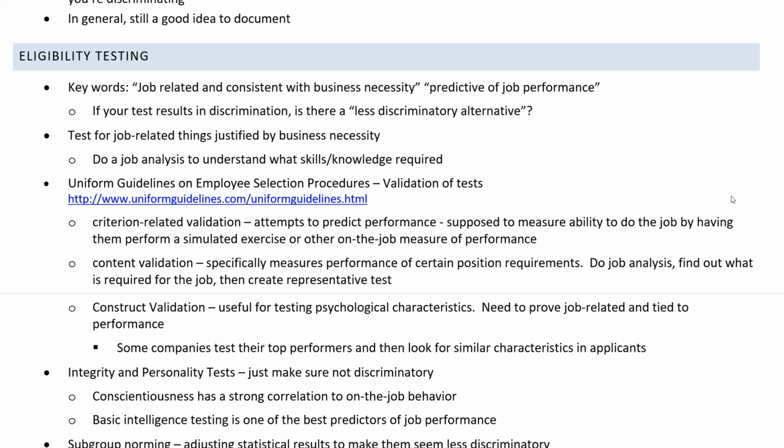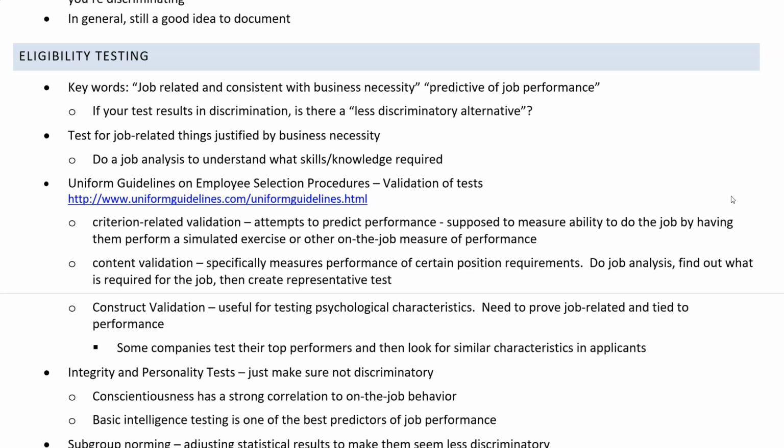We talked about this a little bit when we were talking about disparate impact, but let's say that I have a test that does result in discrimination. I need to dig a little bit deeper and ask, is there a way to find out the same information, but in a less discriminatory way? If there is, then I should use the less discriminatory alternative. If there isn't, and it's still consistent with business necessity and predictive of job performance, then it might just be what it is. It just might be that there's a disparate impact there, but there's nothing that can be done about it.